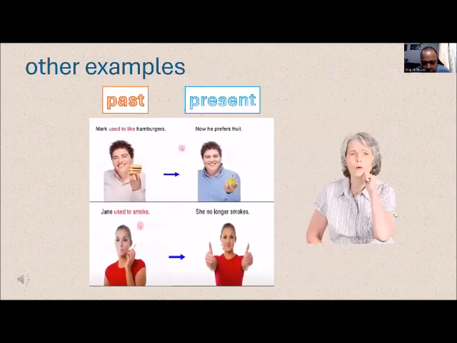Look at other examples. Mark used to like hamburgers. Now he prefers fruit. Jane used to smoke. She no longer smokes.